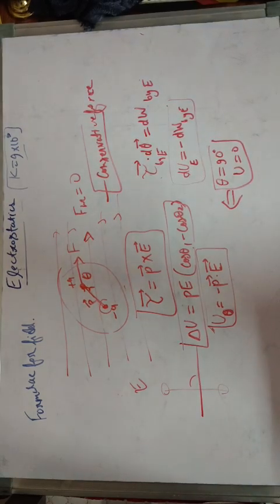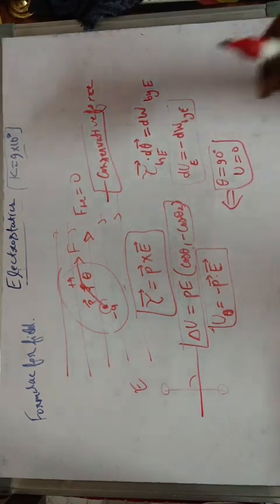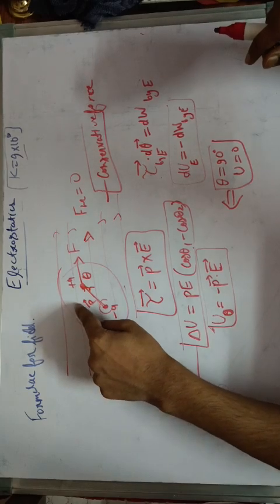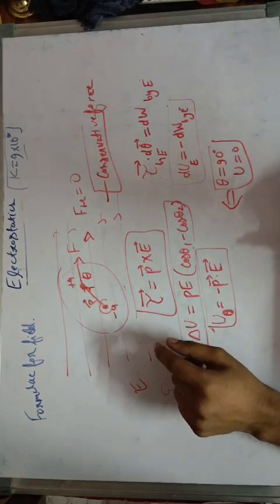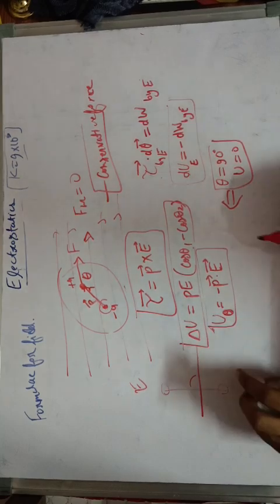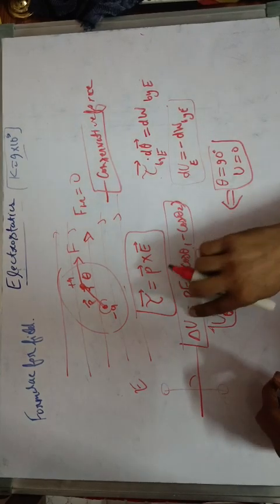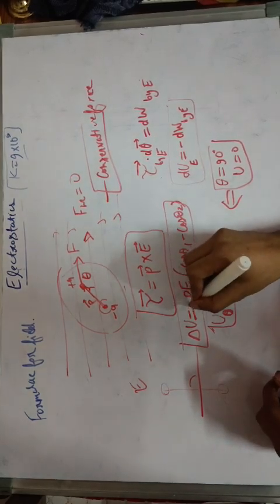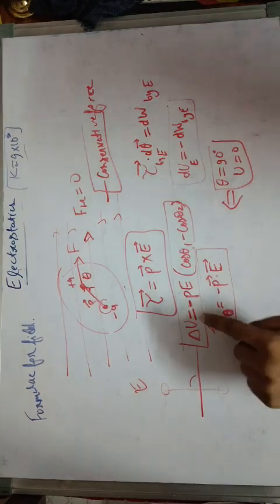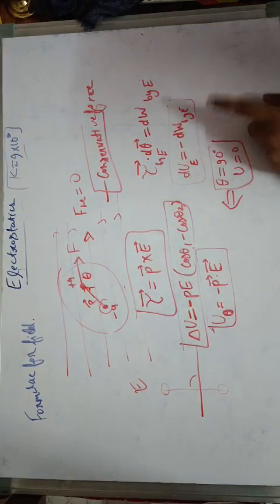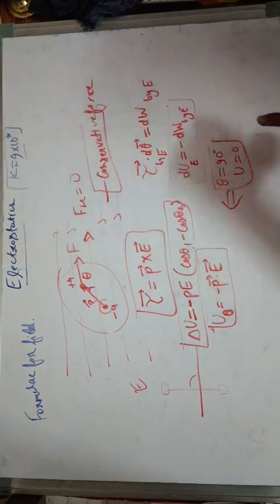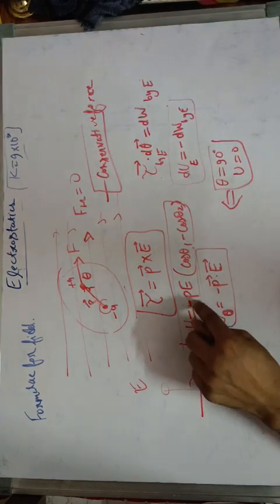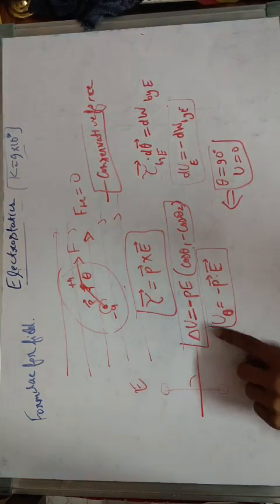Since we know that when this charge rotates from this point to this point, there should be a negative sign here because the work done by the gravity is negative. So P cos theta final minus P cos theta initial, we will have a negative sign here too. So now this is correct.